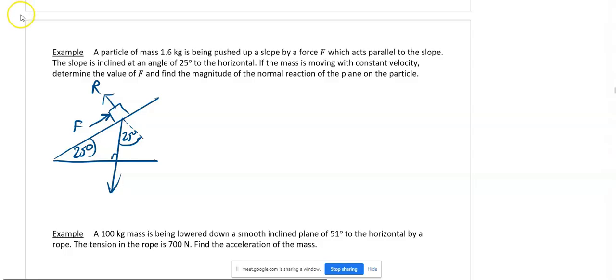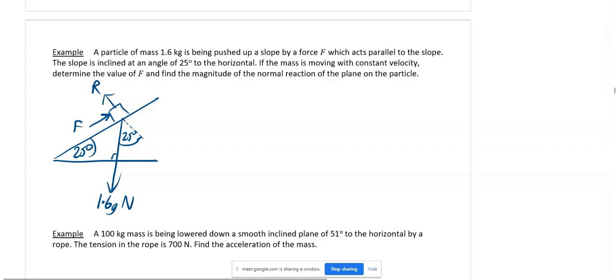Okay, right. Next thing, what do we need to do? Next thing, we want to mark on, oh, I forgot to mark on what my weight was. The weight of this object was 1.6, so 1.6g going down. And it says, if the mass is moving with constant velocity. Okay, constant velocity, if you're moving with constant velocity, what is your acceleration? 0. So no acceleration.